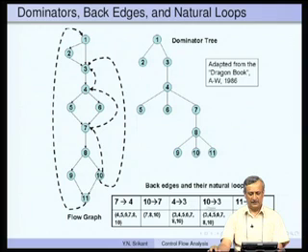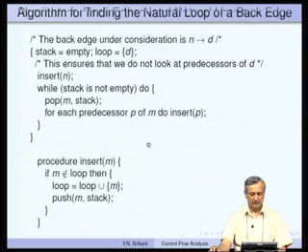The back edges are all listed here. 7 to 4 is a back edge, because 4 dominates 7. 10 to 7 is a back edge because 7 dominates 10. 4 to 3 is a back edge because 3 dominates 4. 10 to 3 is a back edge, because 3 dominates 10. 11 to 1 is a back edge because 1 dominates 11. All that is clear from the diagram.